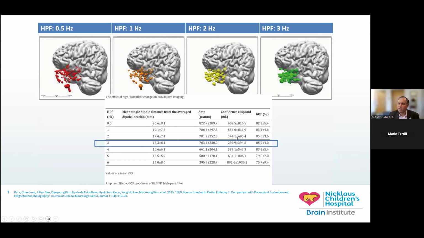They had the smallest confidence ellipsoid, which you can think of like your 95% confidence interval of where the current actually is, and the highest goodness of fit, meaning the most explained signal in that 3 hertz. So this is something to consider. Should we be utilizing 3 hertz in our analysis? Should we be testing 2 and 4 to understand? A lot of the studies that you'll find out there talk about utilizing the analysis without actually saying what their filter settings were. And some of them will be specific about it, and that makes it a little difficult sometimes to compare one to another.